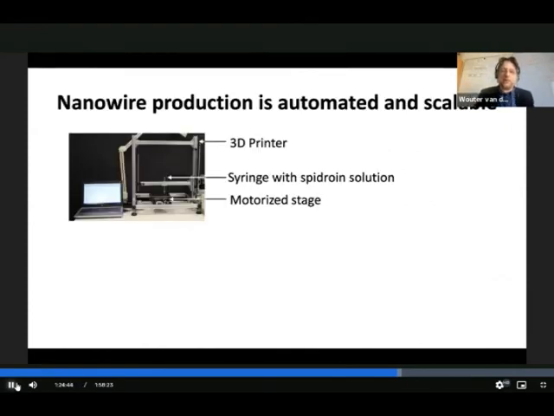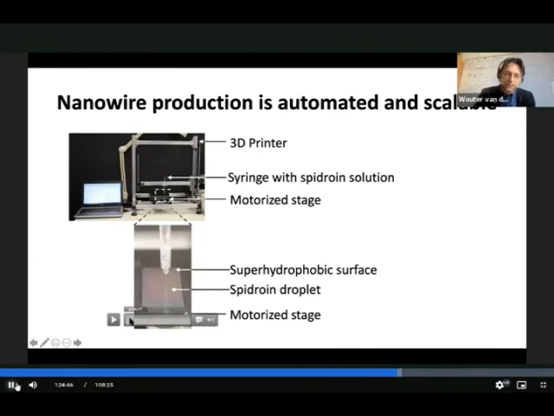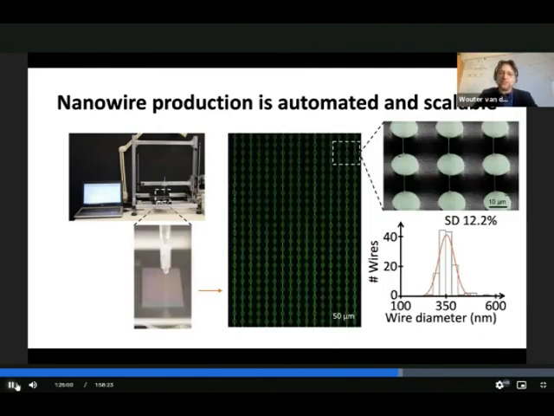We have motorized this. So you can see, for example, we do this now on a semi-industrial scale. We make 2 million wires within typically 15 minutes. You can see this is a droplet rolling over a super hydrophobic surface, dragging the wires behind. This is the result of that: many, many little wires with a very nice diameter. In this case, it was 350 nanometer.